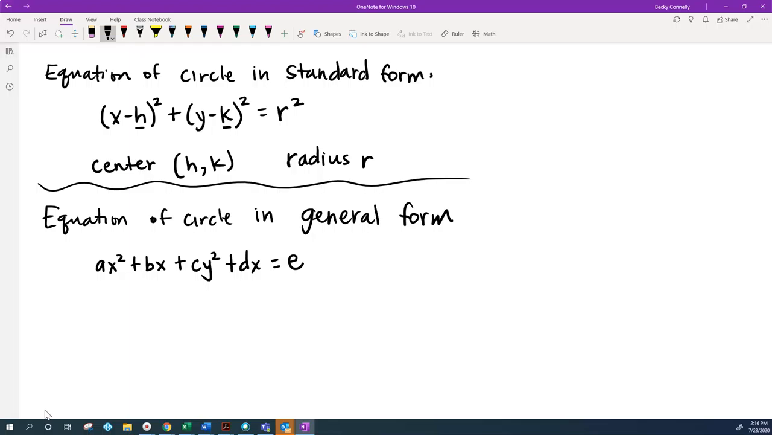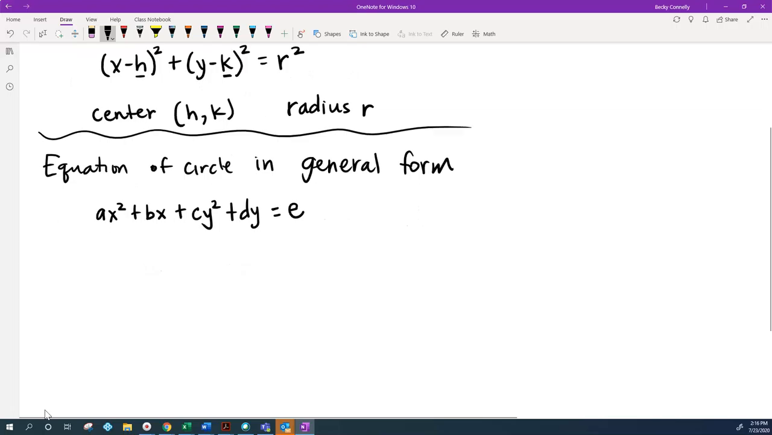I have a question. Sure. On that D, should it be a Y next to it? Oh, it should be a Y. Yes, thank you so much. Let's change that to a y, right? Because we're going to have an x squared and an x and a y squared and a y, and then equals some constant term over here, okay? Or it could say, plus e equals zero if everything was over on one side. All right, good.